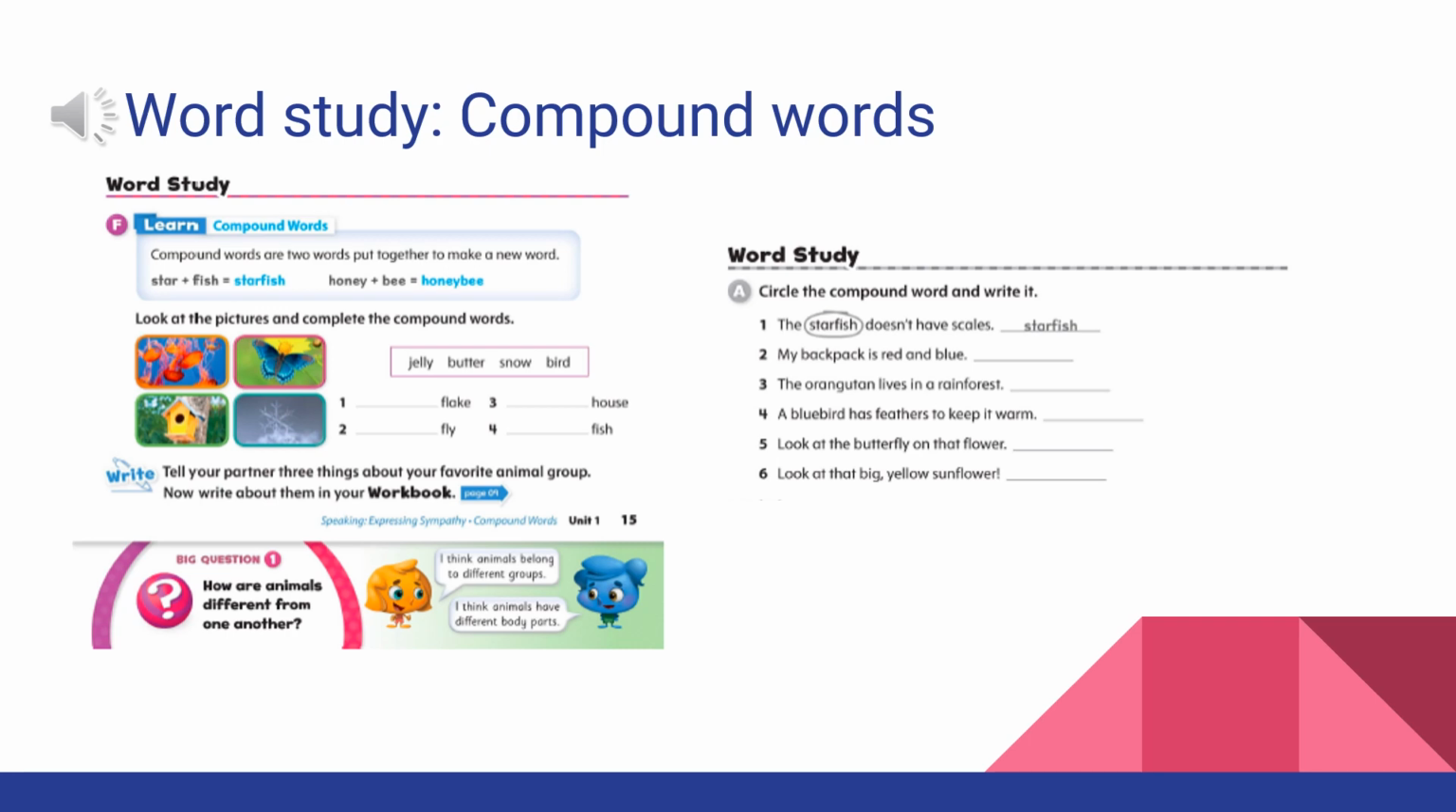So number one is dash flake. What would be the right one? Jelly, butter, snow, bird. Yes, snowflake. Number two is butterfly. Number three is, yes, birdhouse. And number four is jellyfish. Perfect.